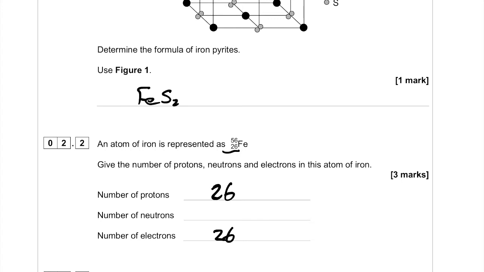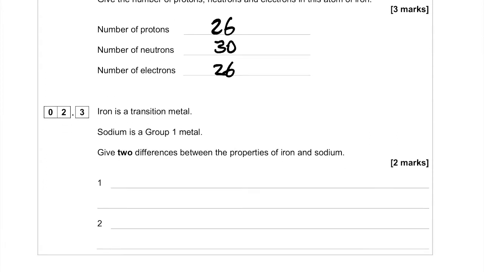And finally, in order to find the number of neutrons, you subtract the atomic number 26 from the total mass number, 56, which gives you 30. So 30 is the difference between the mass number and the atomic number, and that would give you the number of neutrons. So that's 3 marks. Iron is a transition metal, sodium is a group 1 metal, give the difference between the two.